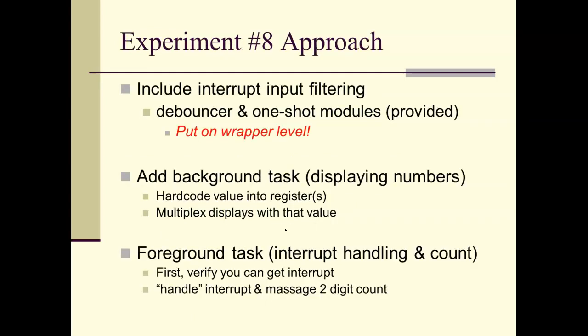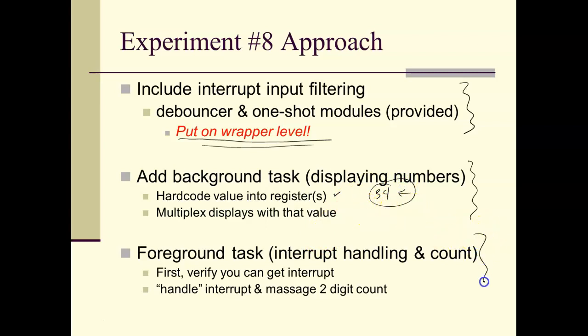In this experiment, you have the debouncer and the one shot. Don't touch your microcontroller. Put those two modules on the wrapper level. When you're implementing this experiment, the best way is to hard code some count values into a register, like 34. Make sure they're different numbers, and then make sure you can see those numbers on the display. That means your display multiplexing algorithm is working right. So these two registers here are one for the tens count and one for the ones count.